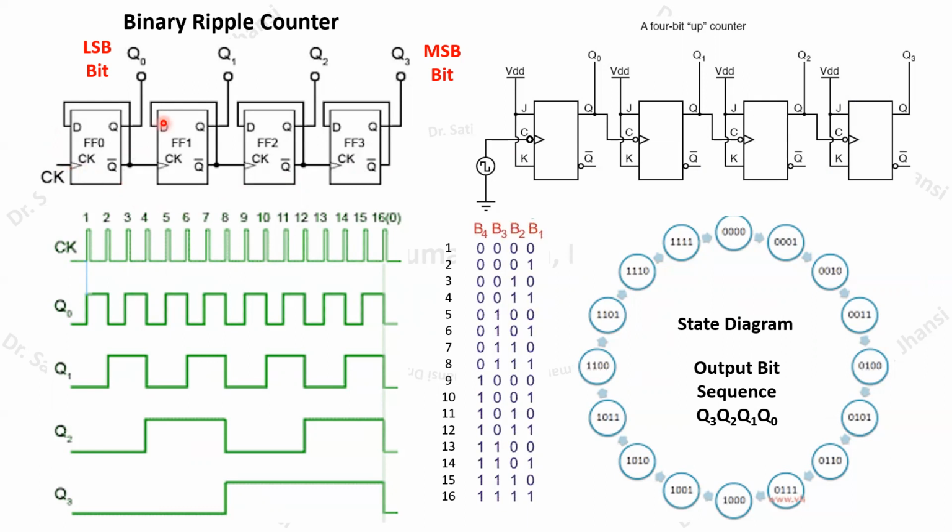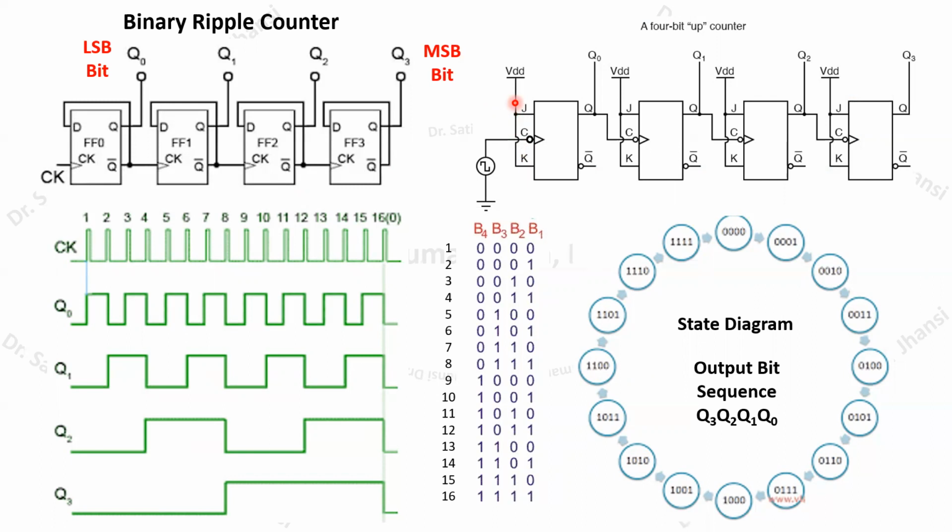I have already made videos on the JK flip-flop and D flip-flop that you can go through to see how they function. Whenever we are using the JK flip-flop to implement the 4-bit ripple binary counter, it should be operated in the toggle mode. Whenever the J and K inputs are connected to logic 1, it acts in toggle mode. So what does toggle mode mean?